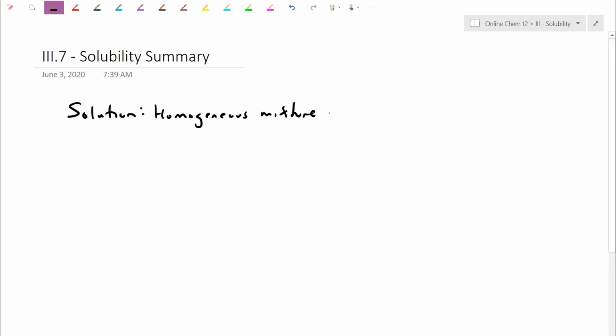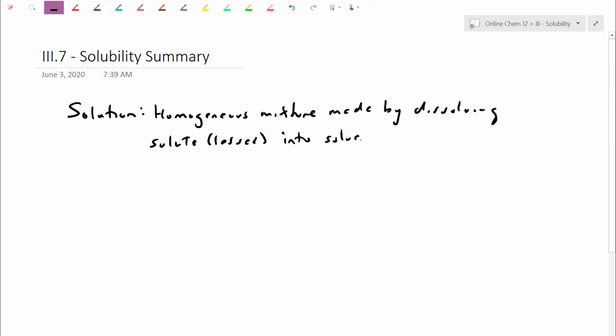It's a homogeneous mixture made by dissolving the solute, which is again the thing that's in lesser quantity, into solvent. The solvent is the thing that's in greater quantity, and we're going to always assume that the background is water, although in chemistry you can dissolve in any type of liquid. You can dissolve it in hexane, you can dissolve it in petroleum ether, right? And your solubility will actually depend on what the solvent actually is.